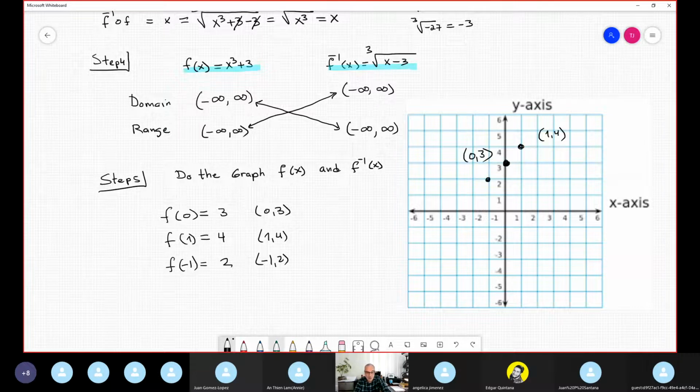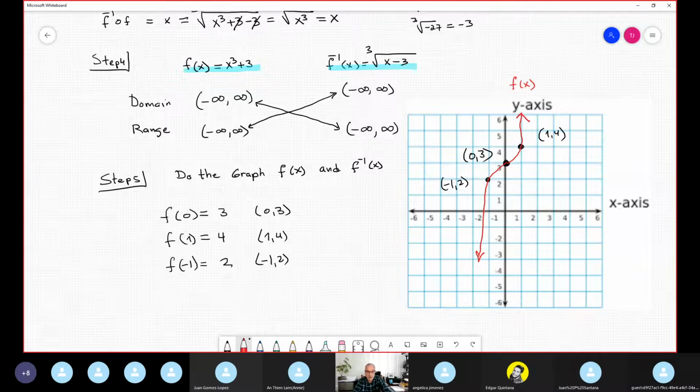The graph looks like that. No secret. This point, I forgot to write, is negative 1, 2. Okay, this is the graph of the original f of x. Let's do it now, the graph of the inverse.